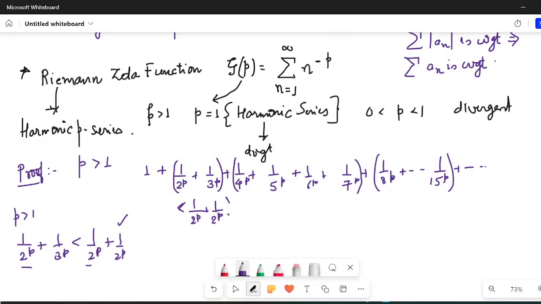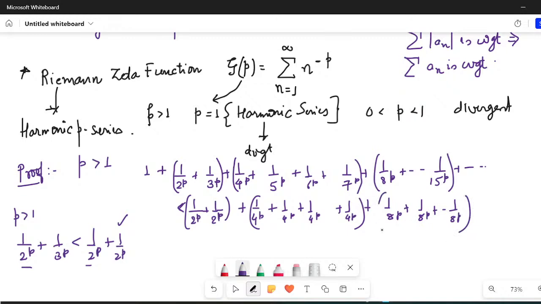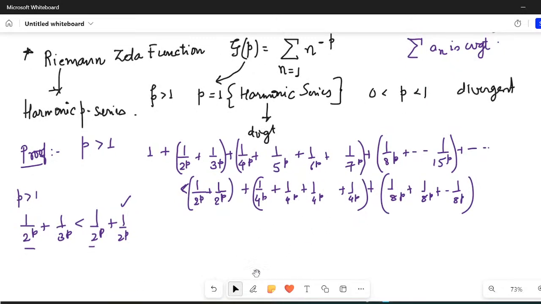So similarly, I will write that this would be less than 1 upon 4 to the power p plus 1 upon 4 to the power p plus 1 upon 4 to the power p plus 1 upon 4 to the power p. Similarly, this will be less than 1 upon 8 to the power p plus 1 upon 8 to the power p and so on up to 1 upon 8 to the power p. And what does it yield me?